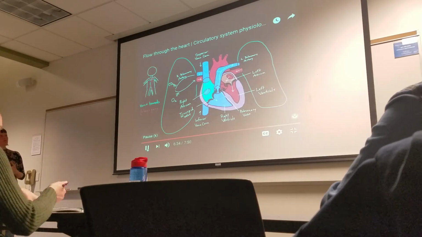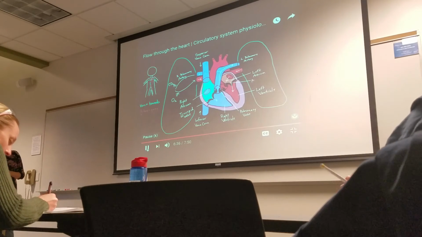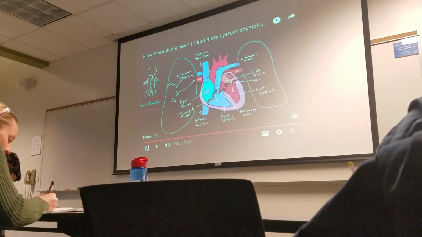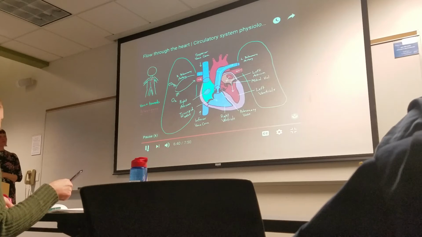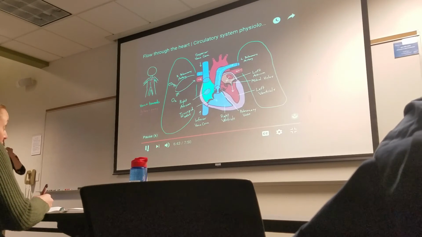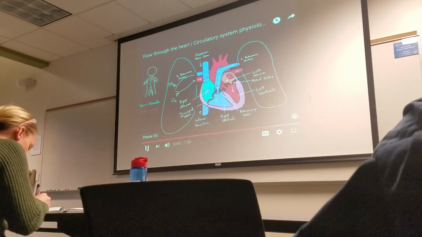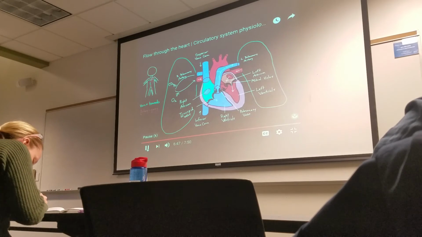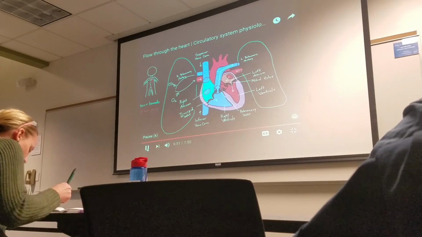And it passes through a valve here, right? So this valve is called the mitral valve. And its job is, of course, to make sure that blood does not go from the left ventricle back to the left atrium by accident. It wants to make sure that there's forward flow.